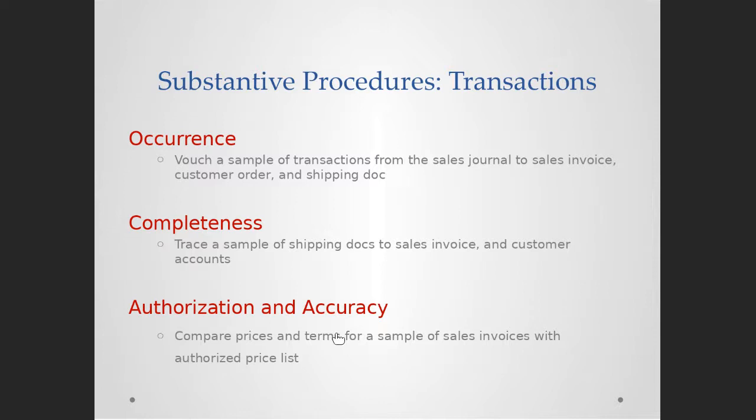The next is authorization and accuracy. Here we compare the prices and terms of a sample of sales invoices with the authorized price list. So what is a price list? Let's take a look at a price list. The price list shows the items that the customers are going to buy from your client and their prices, right? So this is what a price list looks like.